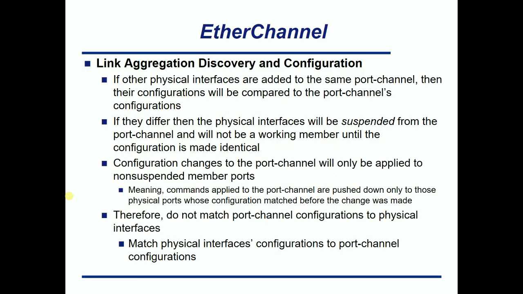If other physical interfaces are added to the same port channel, then their configurations will be compared to the port channel's configurations. So let's say I already have one physical interface in the port channel and it's working. And now I want to add a second physical interface to the port channel. Well, when I put that command, channel group 1 mode desirable, it's going to compare the physical port configs to the port channel configs. If they differ, that's that second bullet right here. If they differ, the physical interfaces will be suspended from the port channel and will not be a working member until that configuration is identical.